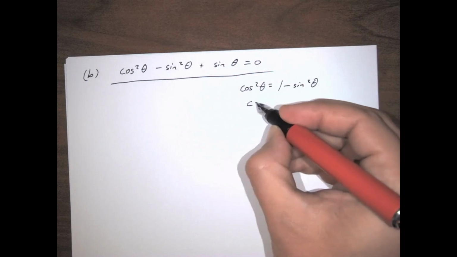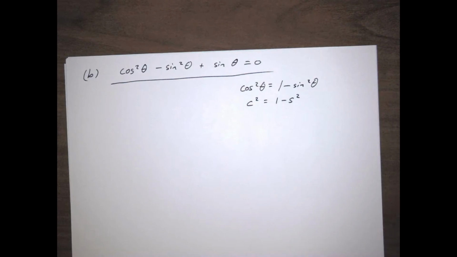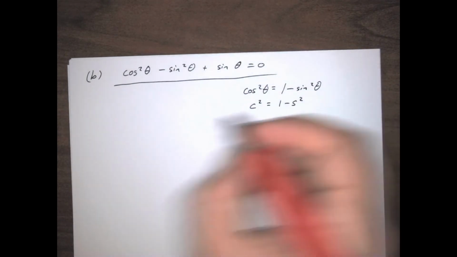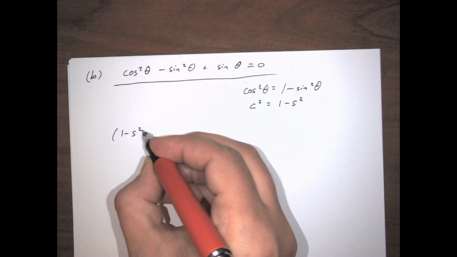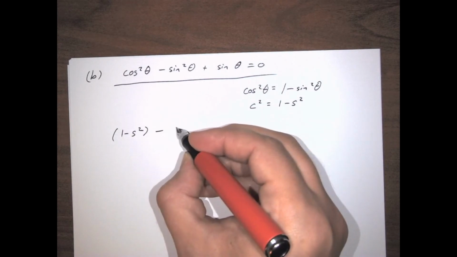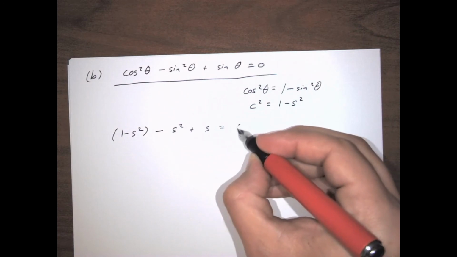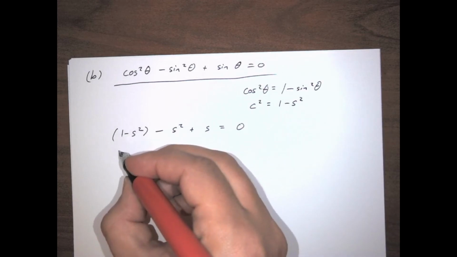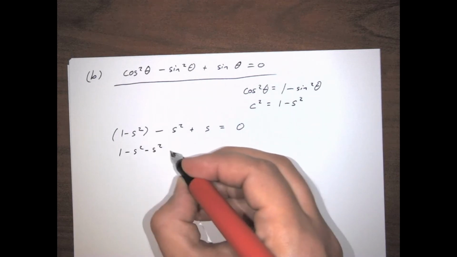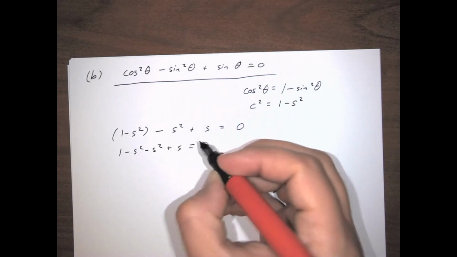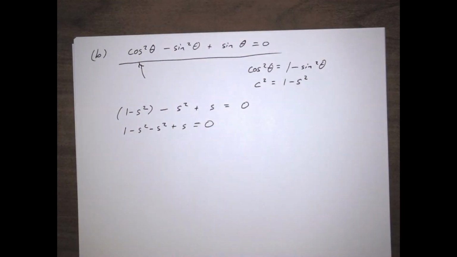And that in turn, if we write it in terms of just kind of algebraic letters, would give us this. So then if we take the pieces here, we would have 1 minus s squared instead of the c squared, minus just s squared plus s equals 0. So then, what's this going to mean? 1 minus s squared plus s equals 0. So just writing it without the parentheses here. So that's just me substituting in for this.